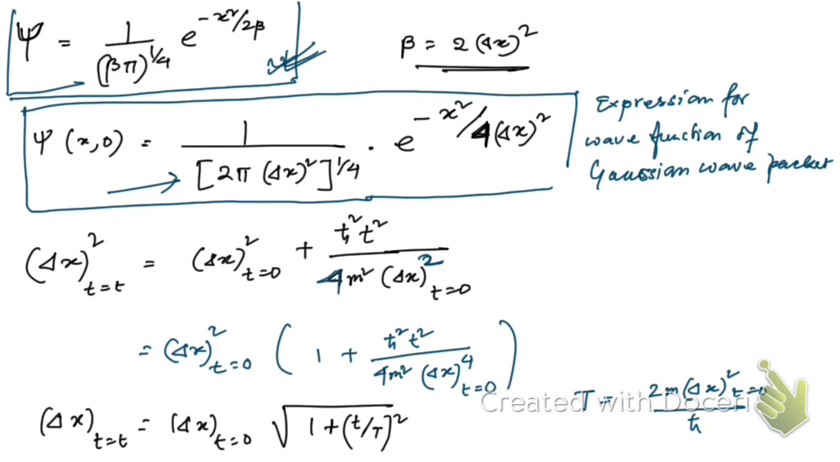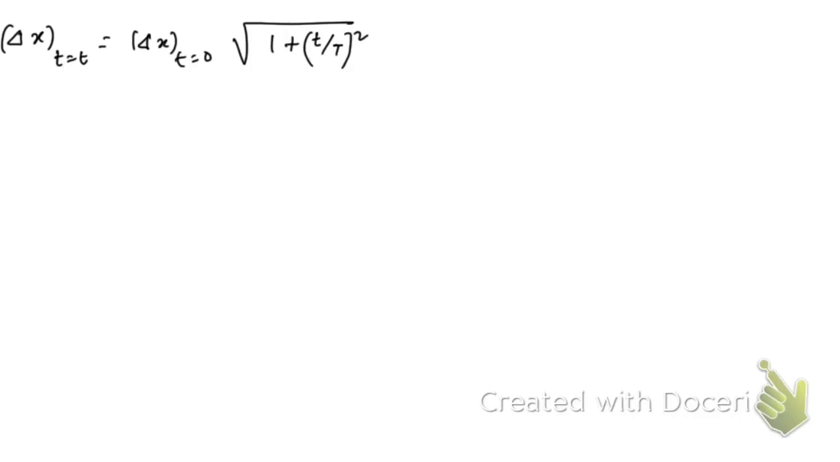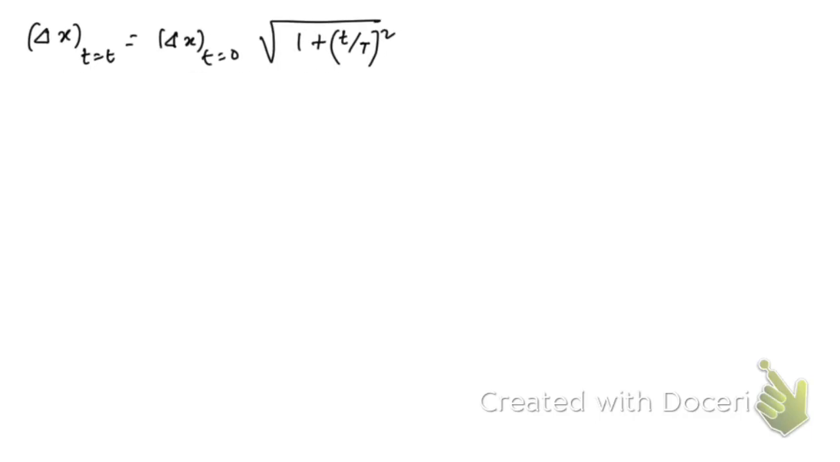Now let me copy this last result and go to a new slide. Here you see, this is the new slide. Here we are going to discuss the spread of the wave packet. So this is the width of the packet at time t, right? This is the width of the packet at time t.